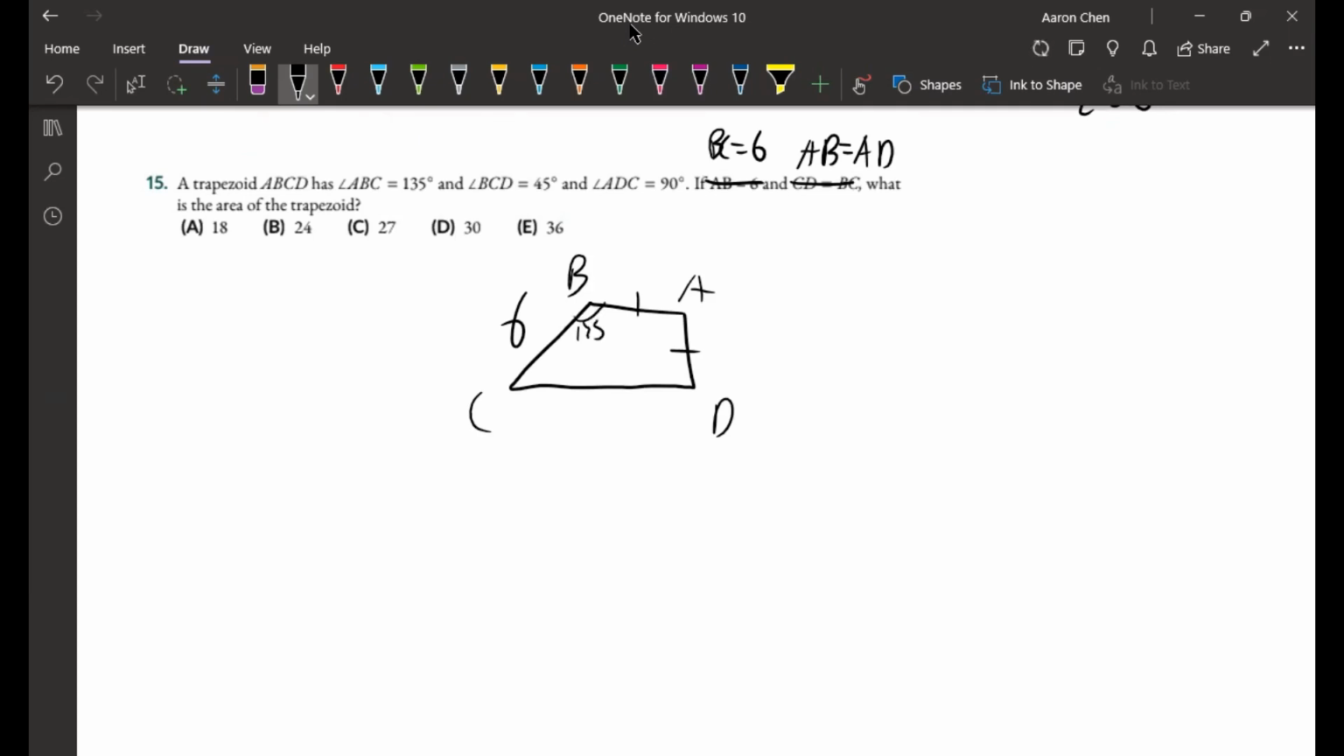So this is 135, this is 45. And I've already stated before that these are both 90 degrees. So we want to find the area of this trapezoid. First of all, let's drop a 90-degree angle from B to CD and call this point E. Now we'll look at this triangle BEC. It's 45, 45, 90, and so this is 6. Okay, sorry about that.